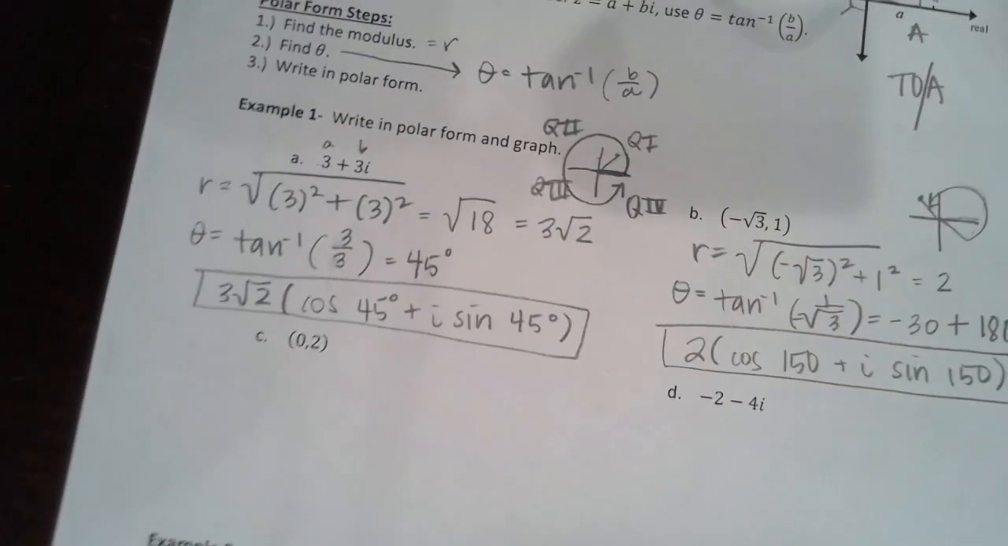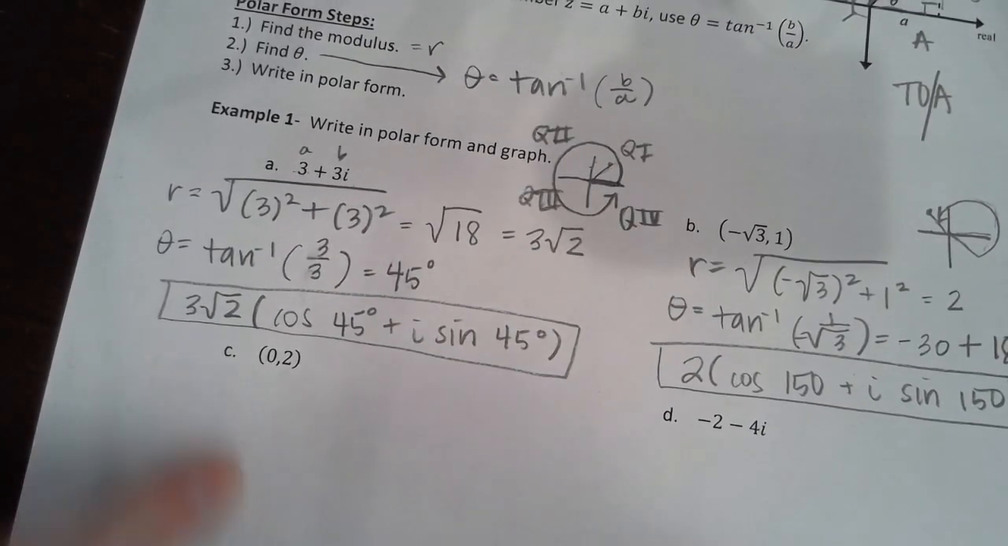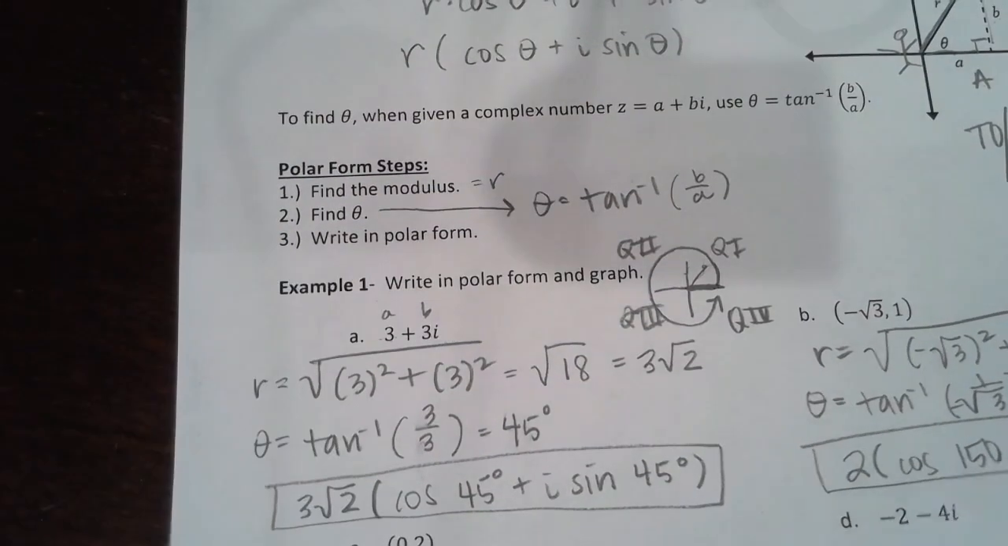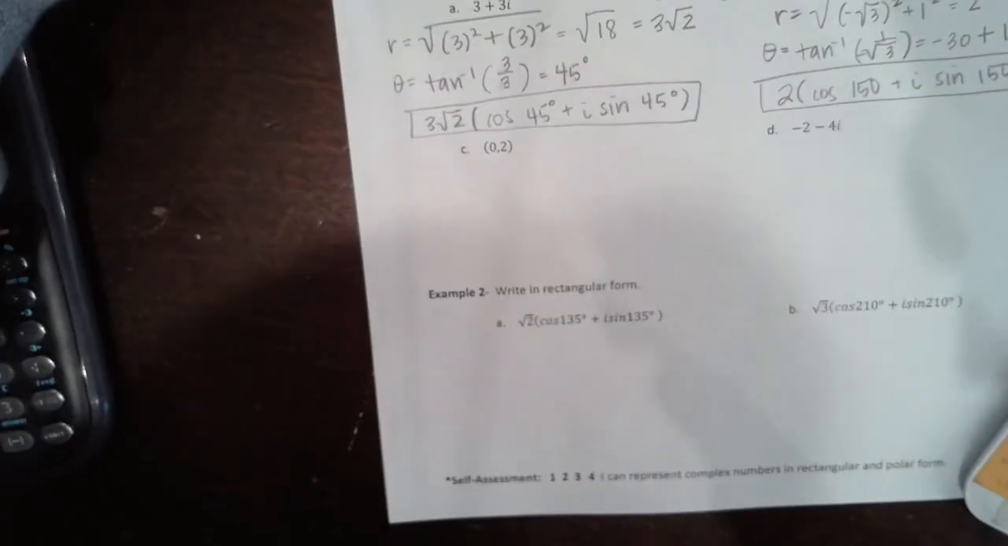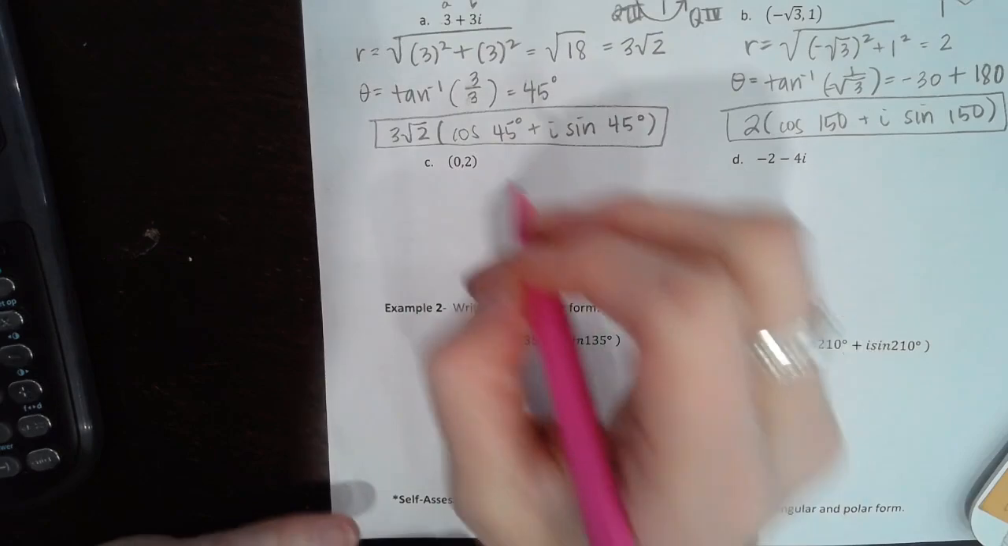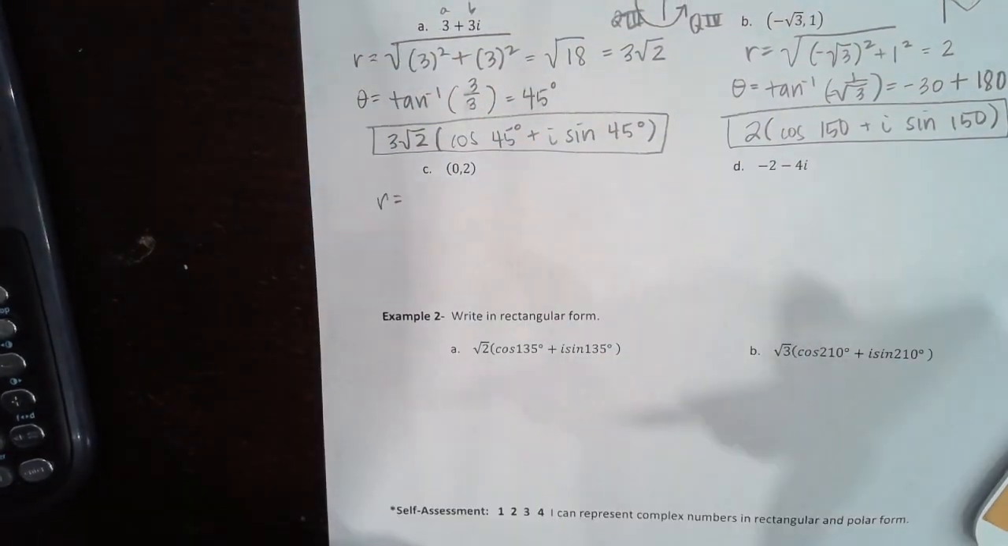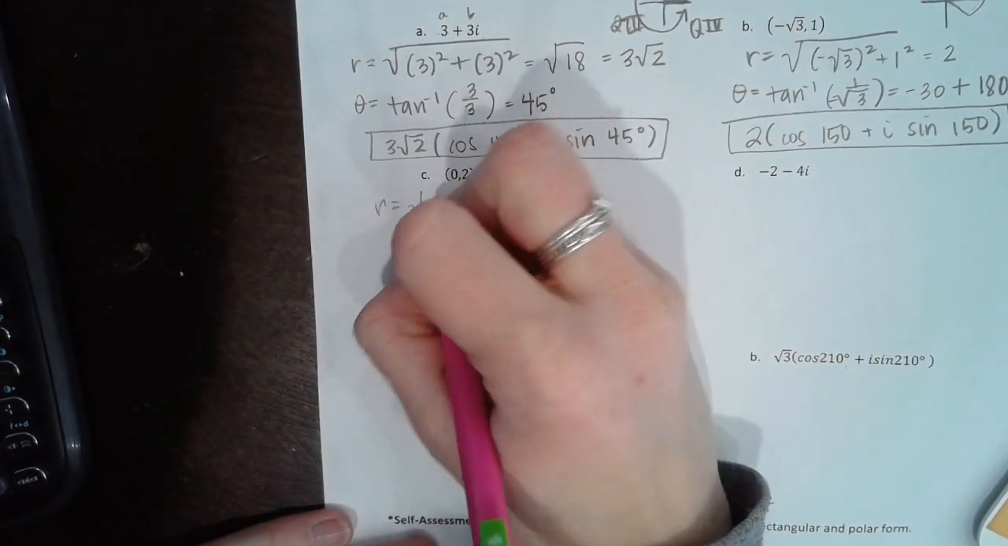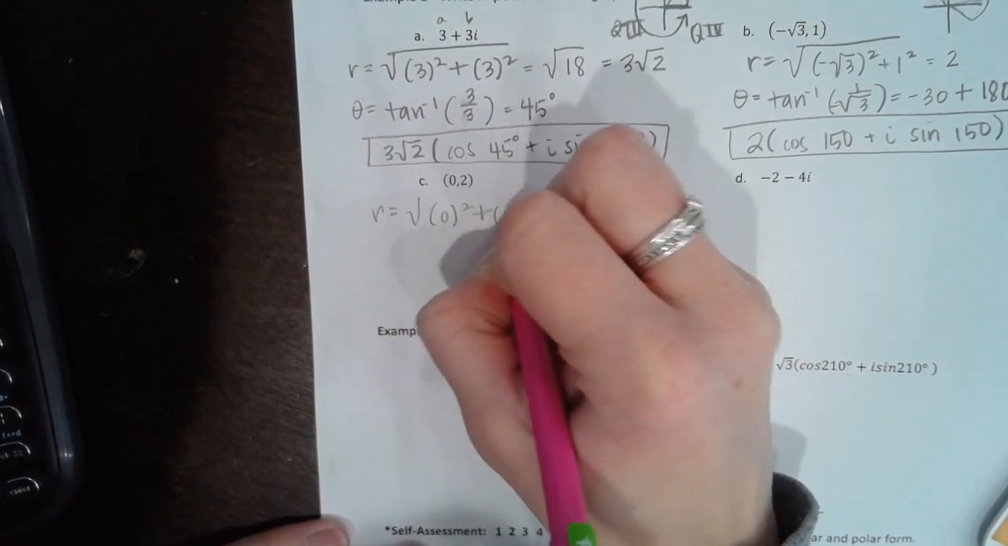Okay, so I'm going to do both of them really fast. So on C, we're going to do the same thing. So r equals the square root of 0 squared and 2 squared, which will give us 2.